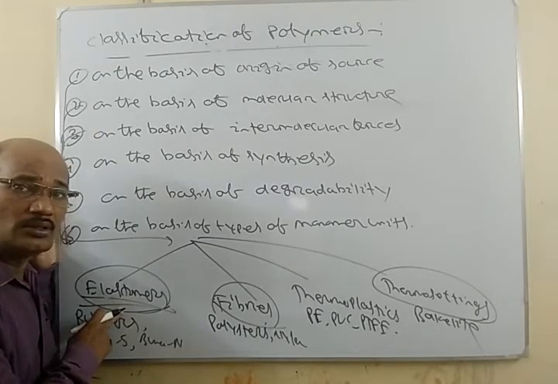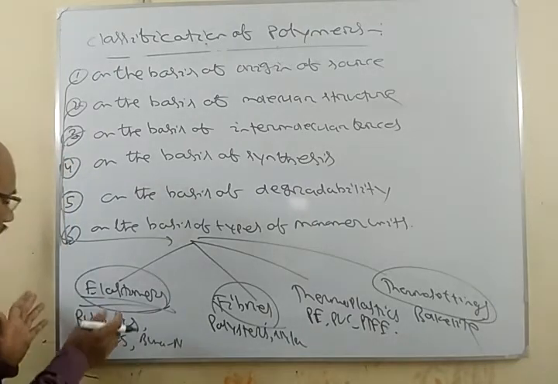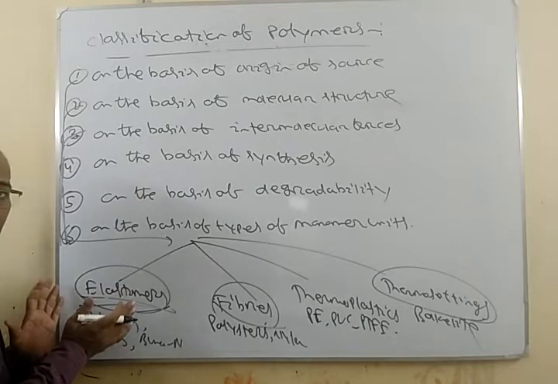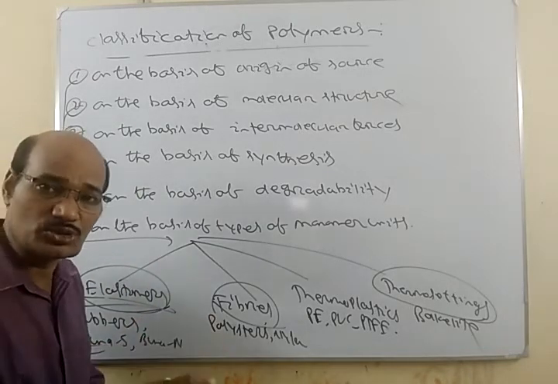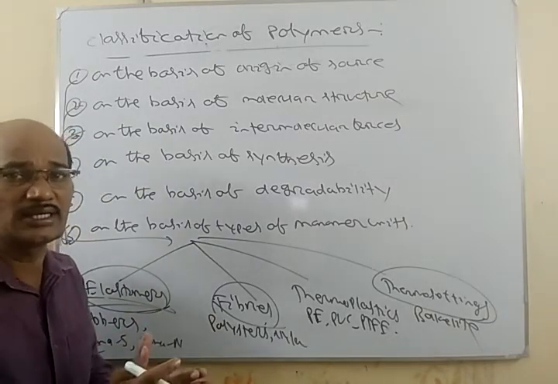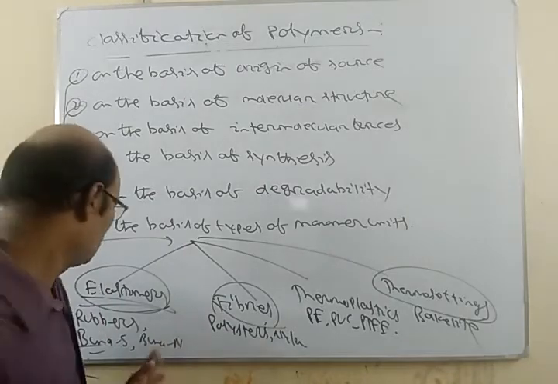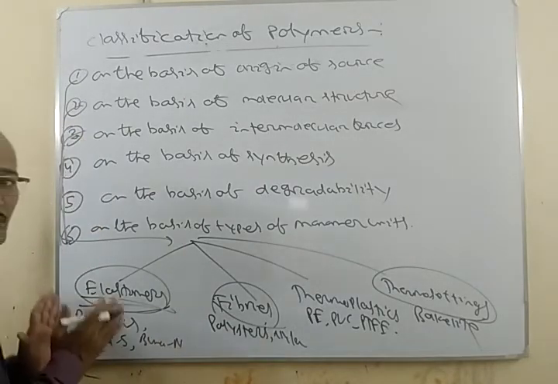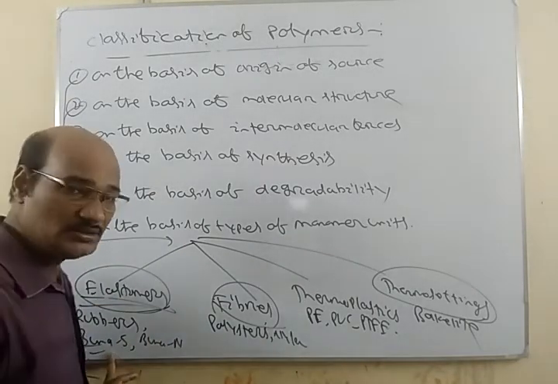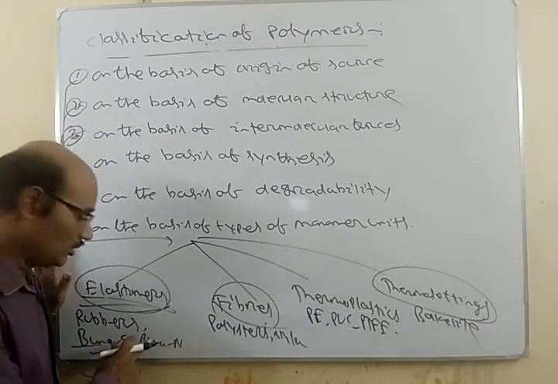Okay, and here the polymer can be stretched by applying force, and if you remove the force, they can be reshaped. Okay, and you have rubber, so basically natural rubber, Buna S, butadiene styrene rubber, and Buna N.